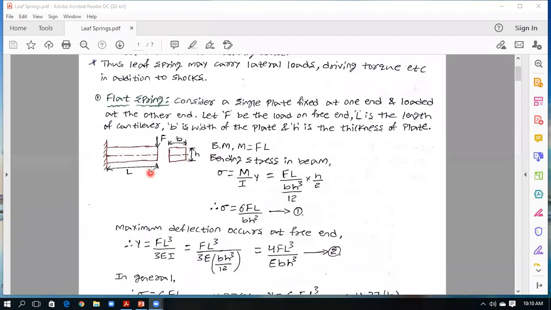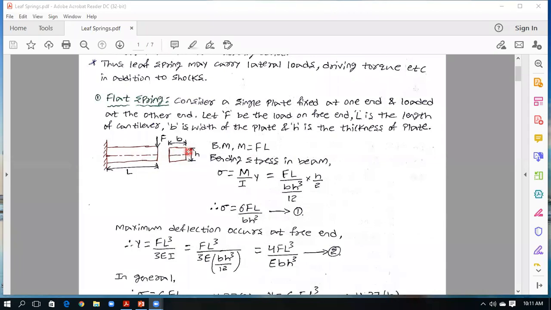And we know that bending moment is nothing but vertical load into perpendicular distance. Vertical load is F, perpendicular distance is L. Therefore, bending moment, denoted by M, is equal to F into L. And we know that the bending stress in a beam is given by M by I into Y. M is bending moment, I is moment of inertia, Y is the distance from the neutral axis to the extreme fiber.